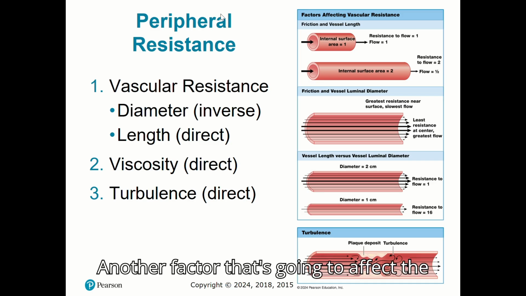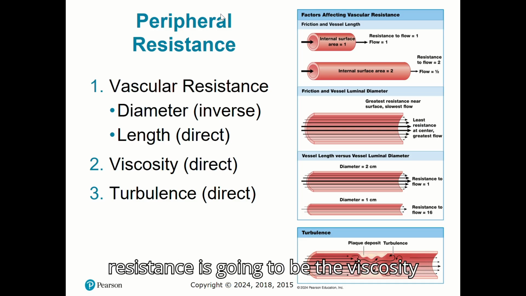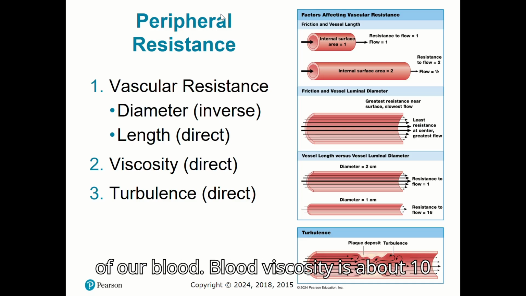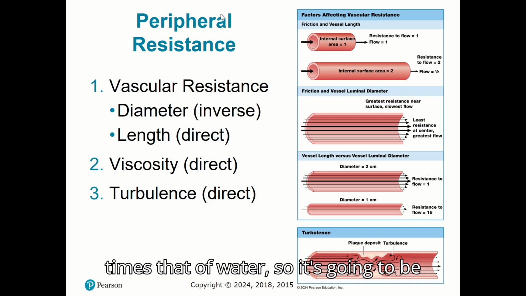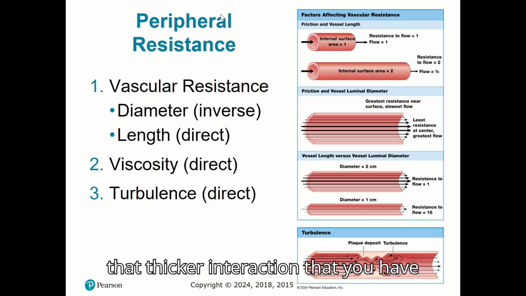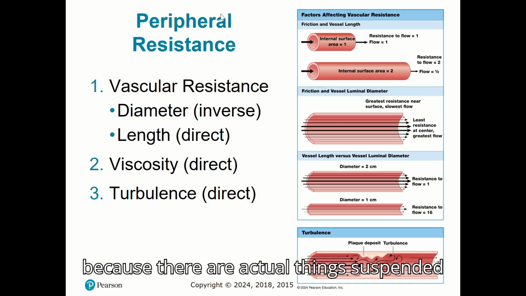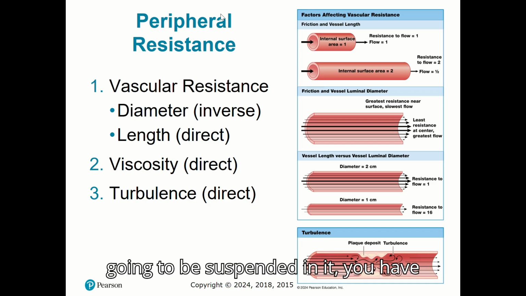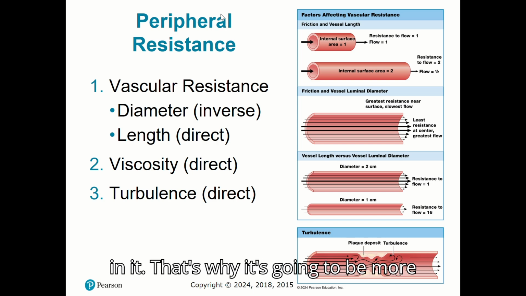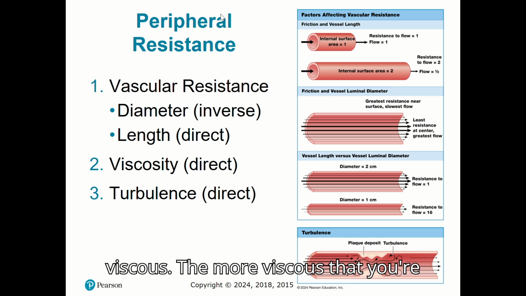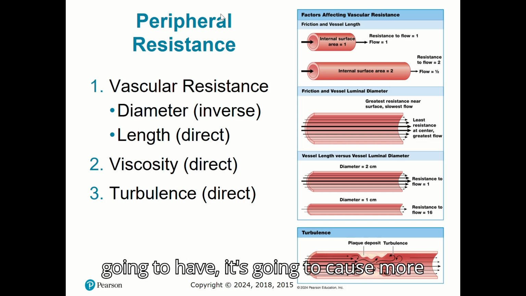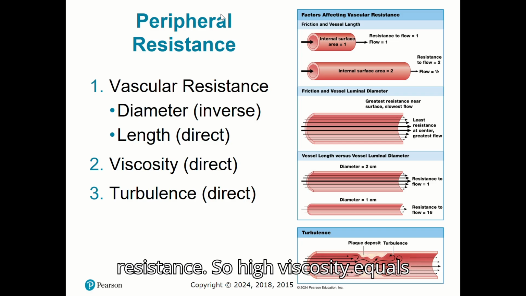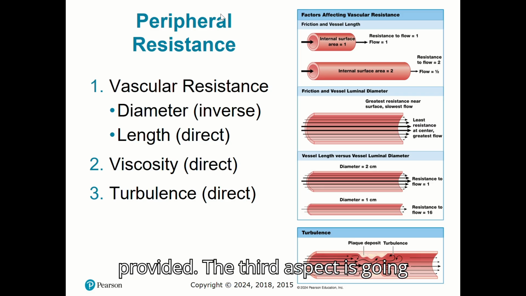Another factor that's going to affect the resistance is going to be the viscosity of our blood. Blood viscosity is about 10 times that of water, so it's going to be that thicker interaction that you have because there are actual things suspended within it. So you have cells that are going to be suspended in it, you have proteins that are going to be suspended in it. That's why it's going to be more viscous. The more viscous that you're going to have, it's going to cause more resistance. So high viscosity equals higher resistance that's going to be provided.